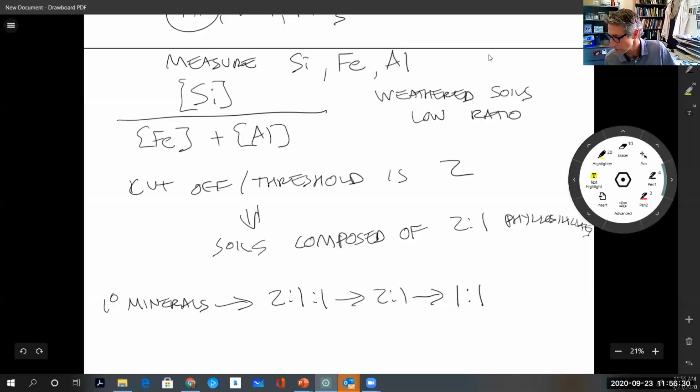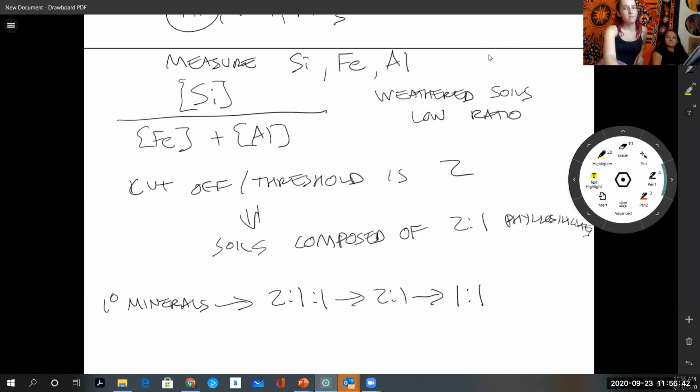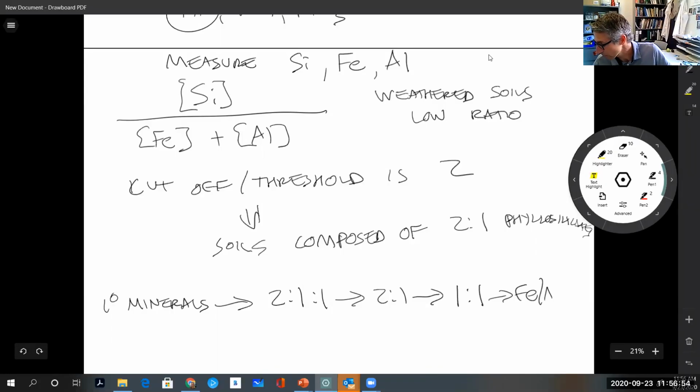And so what's the ratio of silicon to iron and aluminum going to be when you have 1-to-1 phyllosilicates largely? 1. 1, yeah, right? It's not rocket science. Makes sense. You know what I mean? Totally makes sense. And then our 1-to-1 phyllosilicates are going to weather into iron and aluminum oxides, right?